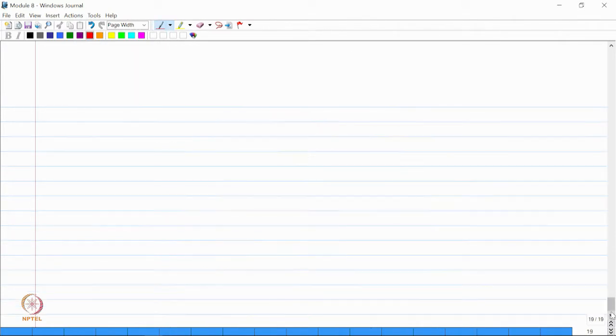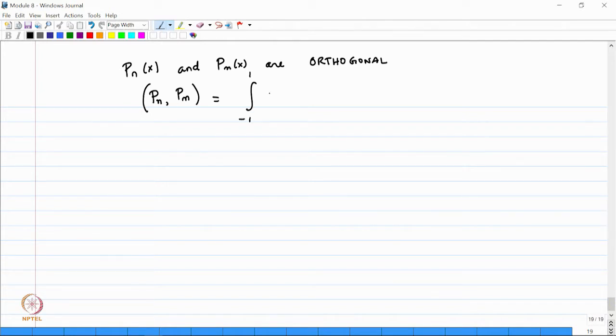Okay. And so, we use a terminology that P n of x and P m of x are orthogonal. In other words, if I imagine these as vectors, then this inner product is defined as the integral from -1 to 1 of P n of x, P m of x dx. Okay. So, this is the inner product. Basically, you can think that this is a vector space of functions.